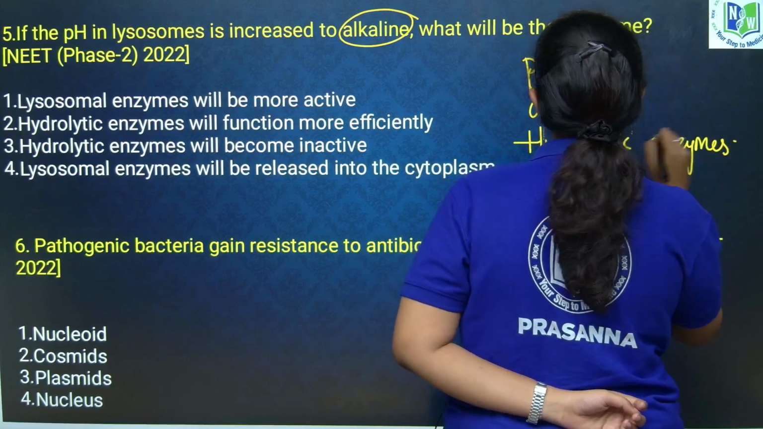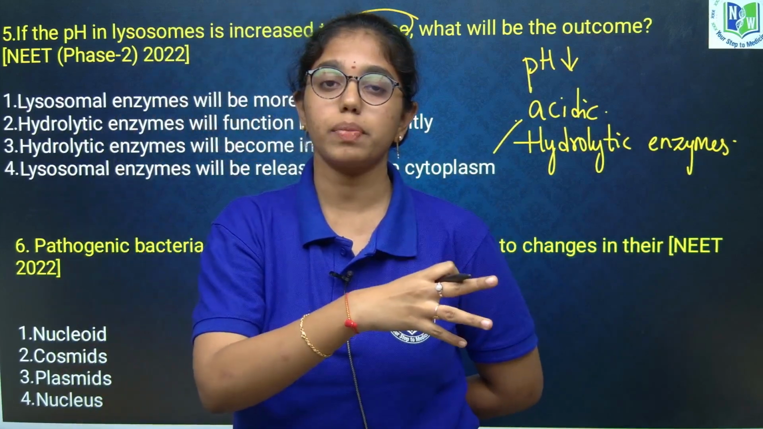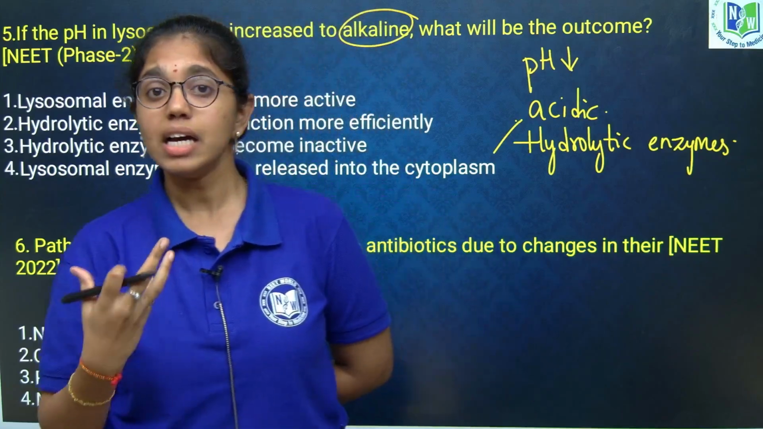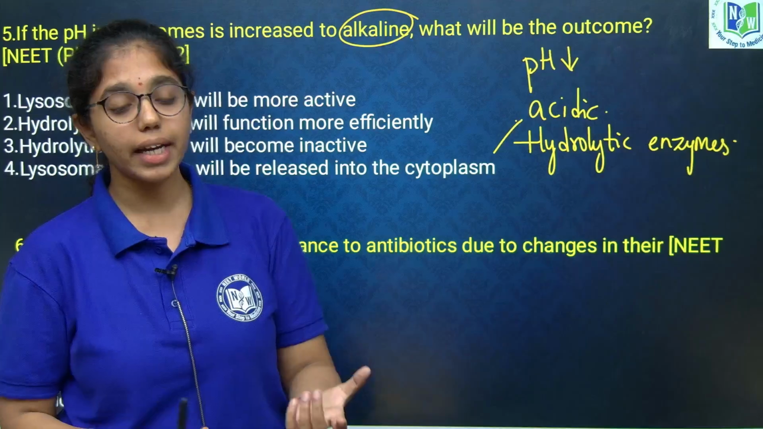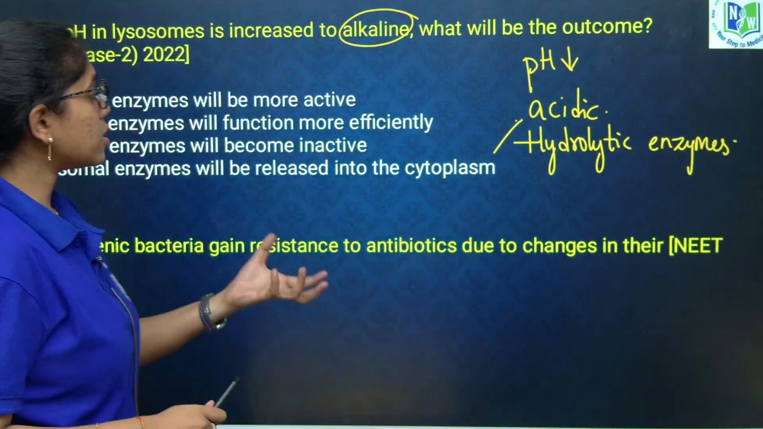And at low pH, all these hydrolytic enzymes are active. When they are released into the cytoplasm, they will digest all the carbohydrates, lipids, proteins present in the cell. What type of hydrolytic enzymes do lysosomes contain? Hydrolases, carbohydrases and lipases.